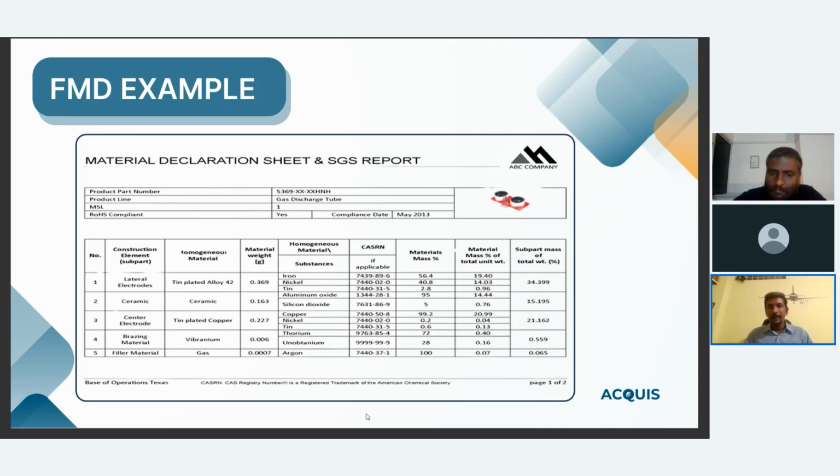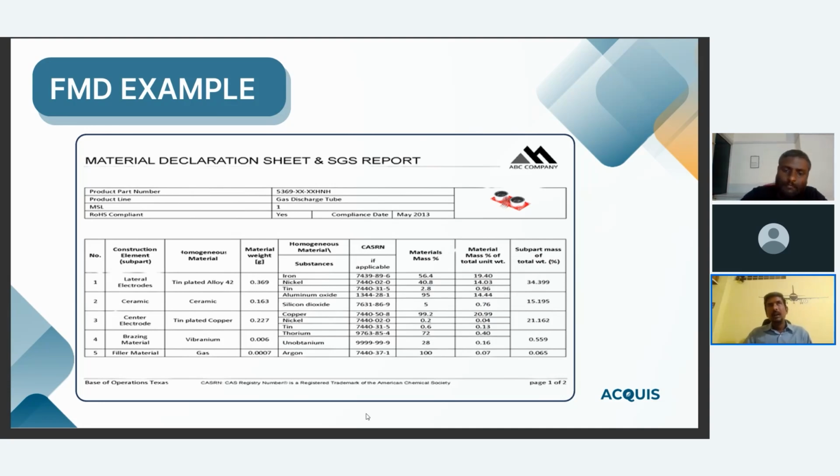Because some regulations restrict or regulate the substance at a homogeneous material level, like RoHS. RoHS regulates this at the homogeneous material level, like it cannot cross 0.1% of the tin plated alloy, for example, if there was lead. But for REACH, the threshold limit of 0.1% weight by weight is at the entire article weight level, that is, the part or article level. So this is how the FMD data looks.